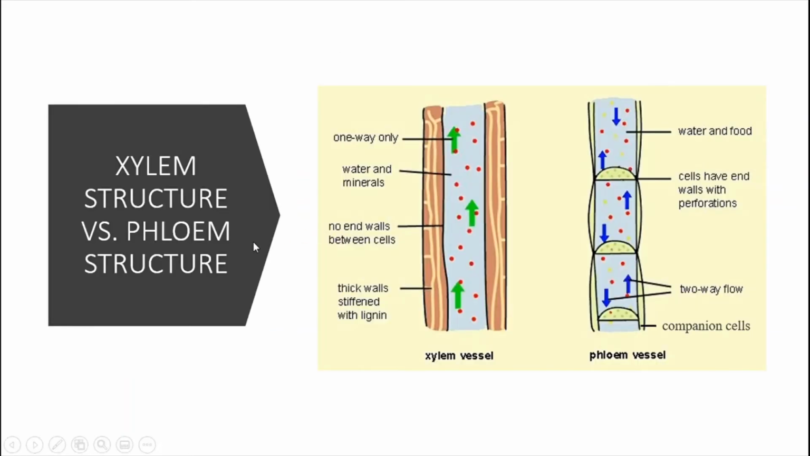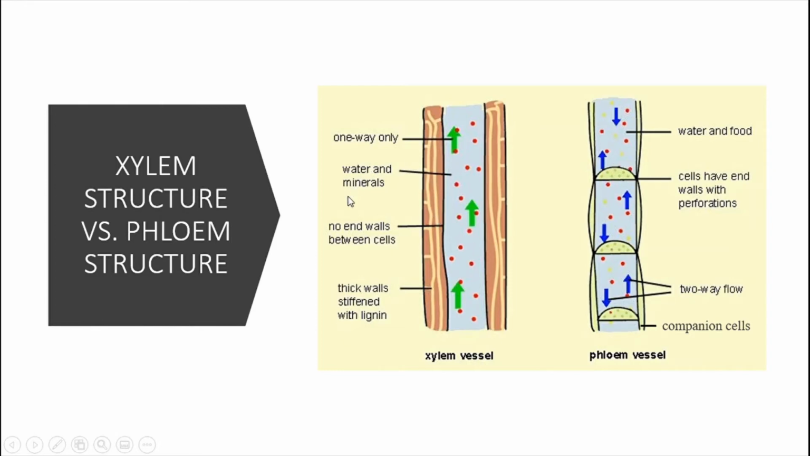So let's briefly compare xylem and phloem in terms of their structure. We know that xylem is a continuous tube, so it has no end plates, whereas if we come over to our phloem vessel, we can see those plates with perforations that separate the individual cells. We also need to remember that xylem is composed of dead cells and phloem is composed of living cells. If we look at our xylem here, because it's composed of dead cells, it also has this thickening around it called lignin, which stiffens the wall. On the other hand, phloem doesn't have lignin around it.